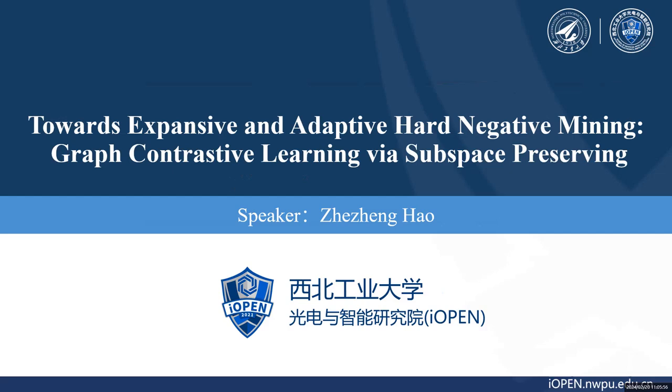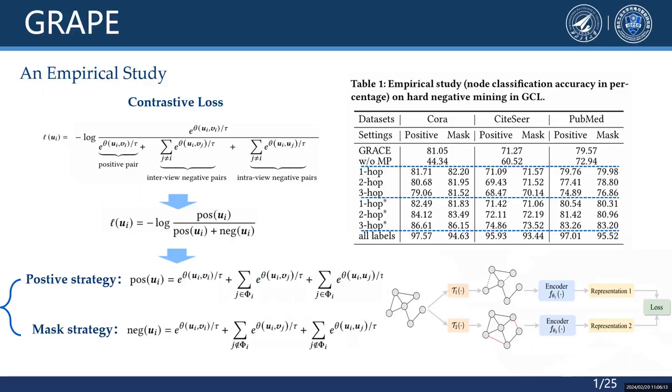Towards expansive and adaptive hard-negative mining: graph contrastive learning via subspace preserving, which the method is called GRIP. We propose a new method for hard-negative mining in graph contrastive learning.